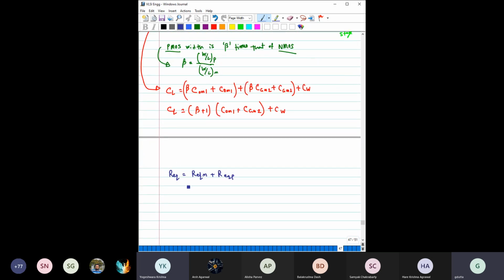Now suppose I want to write R equivalent P in terms of R equivalent N, considering this. How can I write it? 1 by beta, definitely, right? Because just now, today only we have seen this. So we can write it as R equivalent N plus R equivalent N by beta.